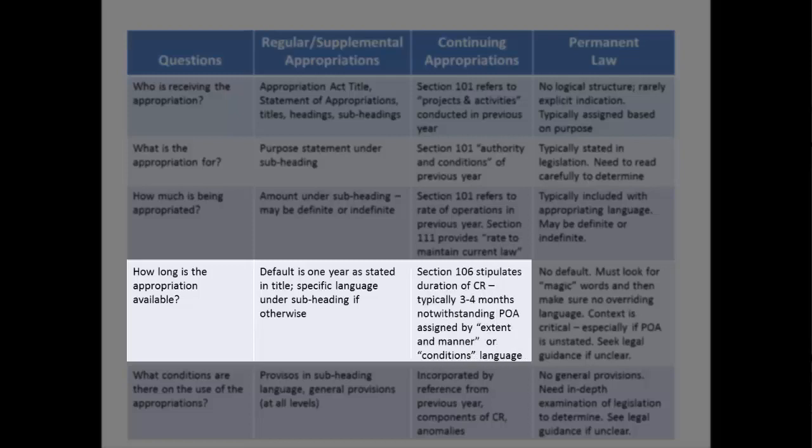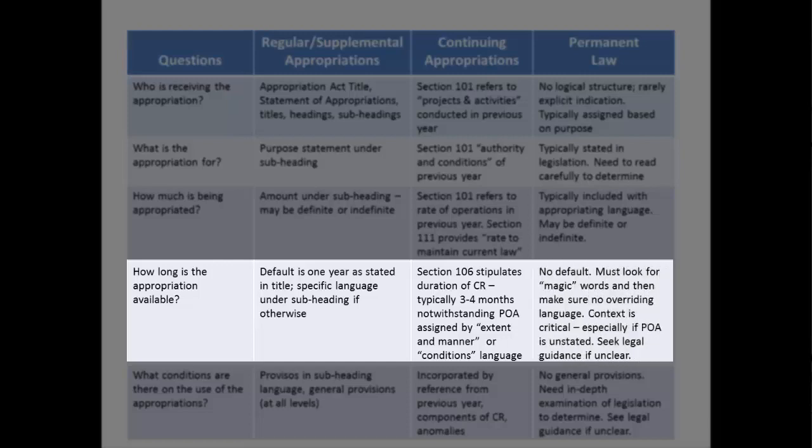In a CR, it's a bit more complicated. First, we need to consider the duration of the CR. CR funding can't extend beyond the duration date. But we also need to consider the period of availability that needs to be assigned for accounting purposes. This can be determined either from extent and manner language in Section 103 or conditions language in Section 101. This period of availability will become important when the CR becomes a full year appropriation.